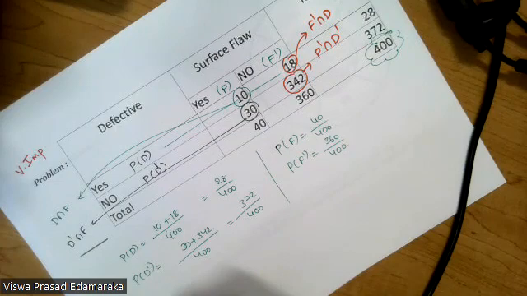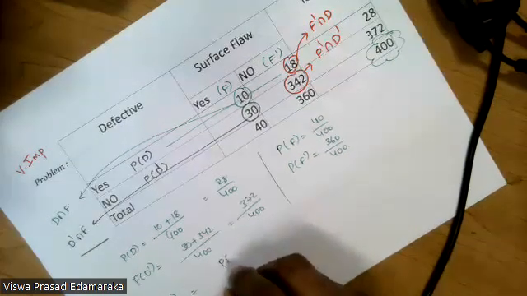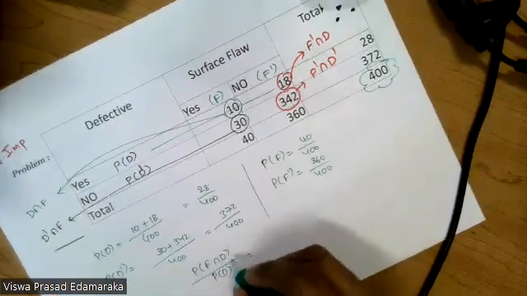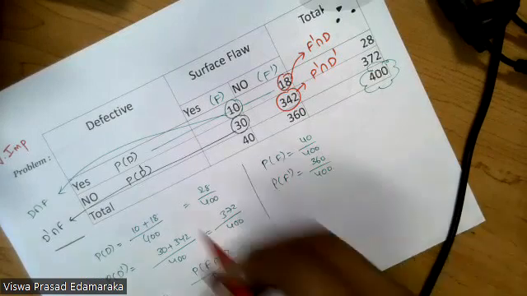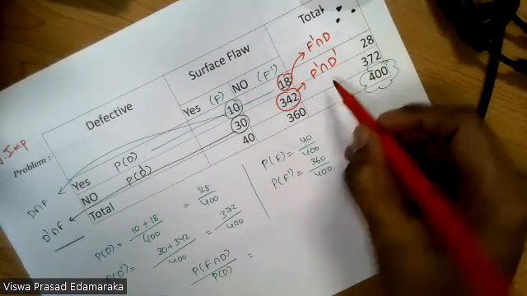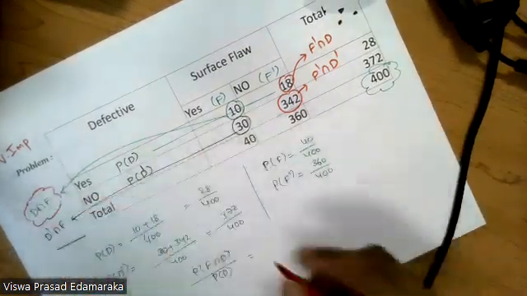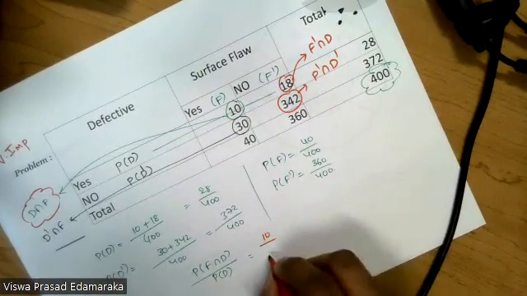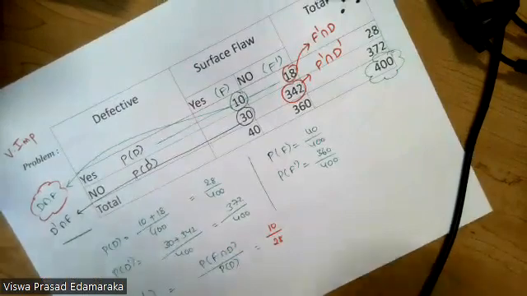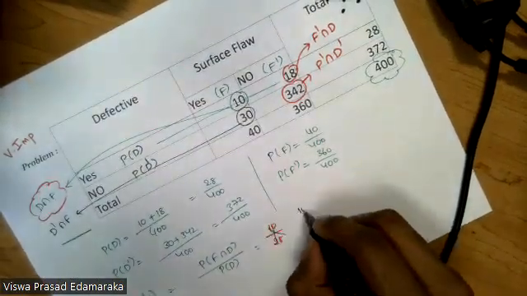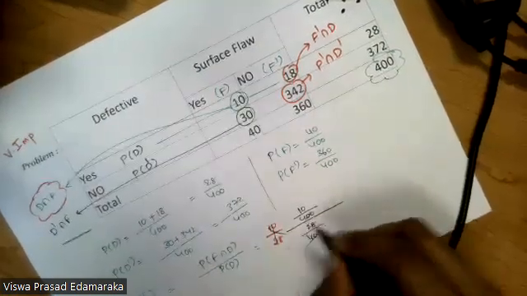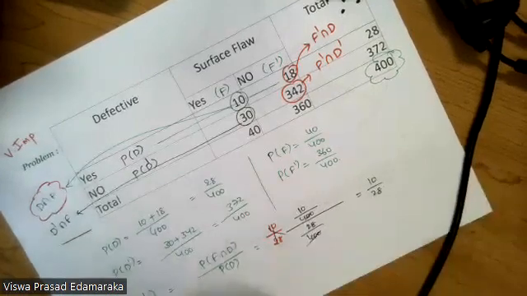Let's find out P of F given D. We know that it is P of F intersection D divided by P of D. Where is P of F intersection D? This one. That is 10 divided by 28. Let me write another step: 10 by 400 whole divided by 28 by 400. 400 will cancel. 10 by 28.